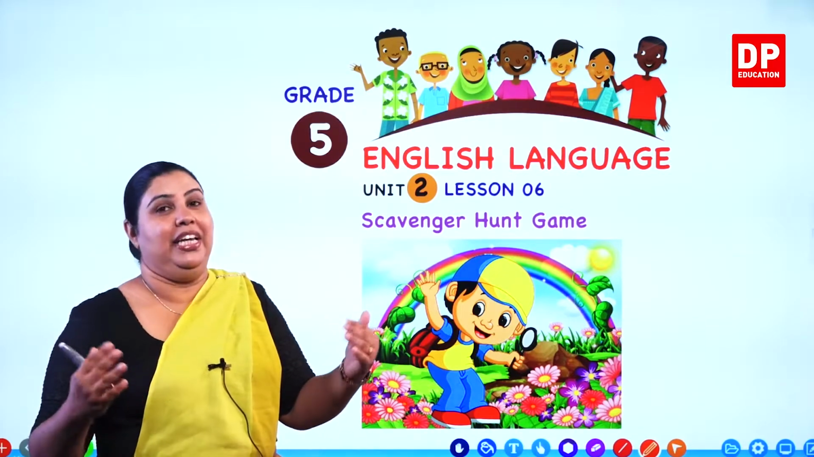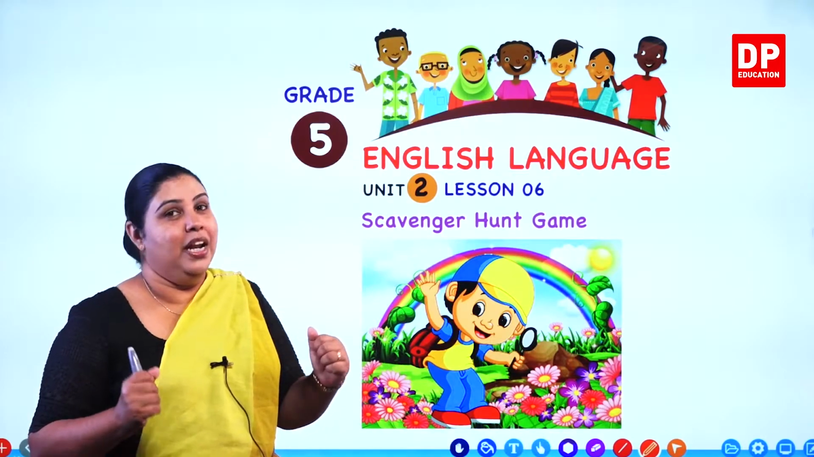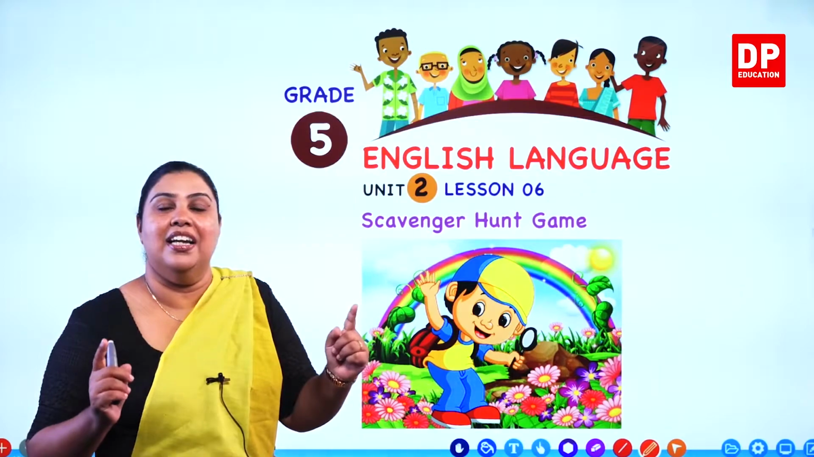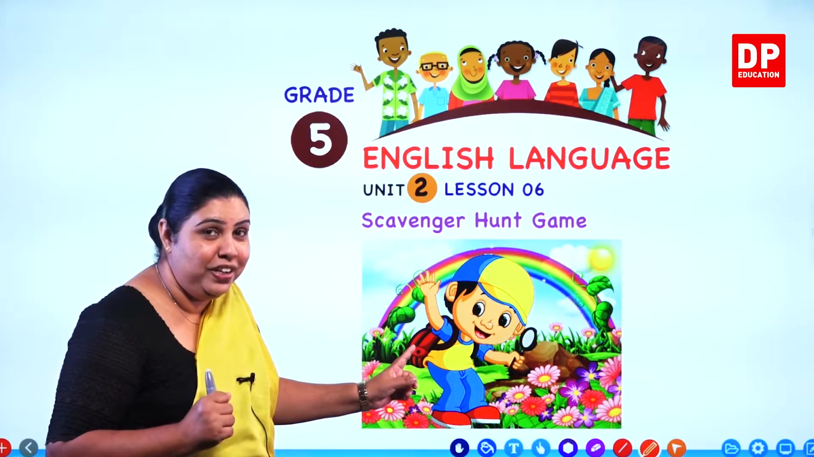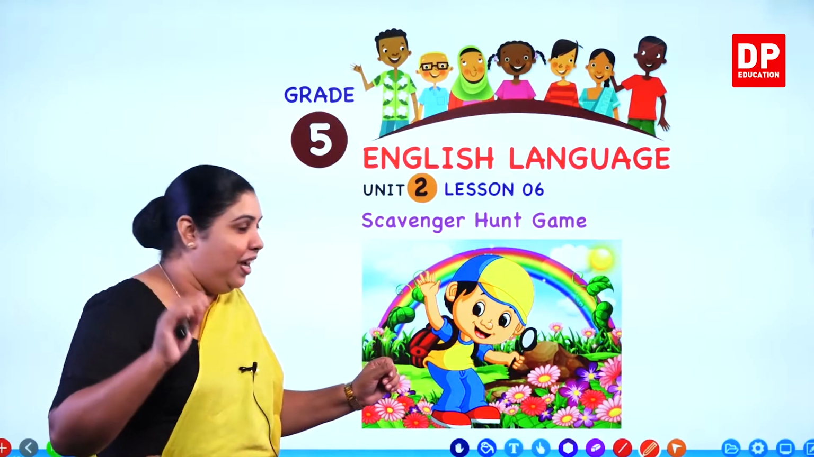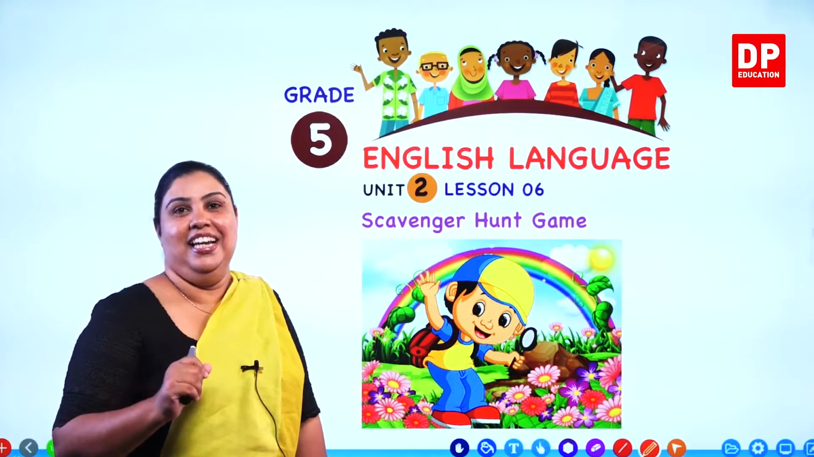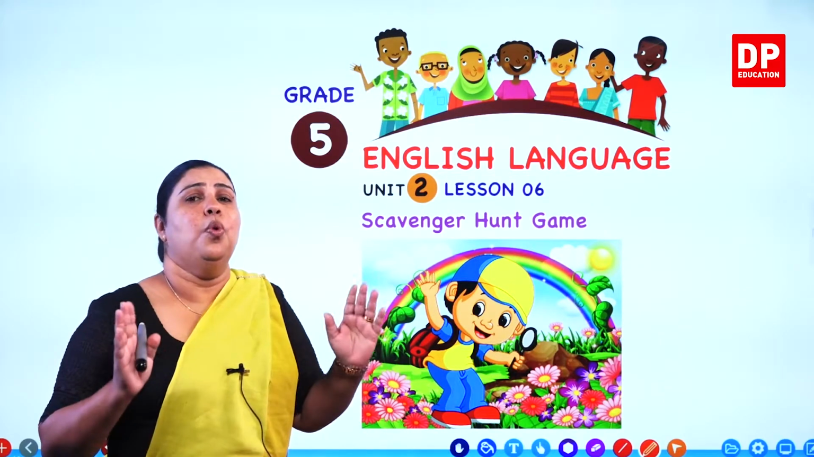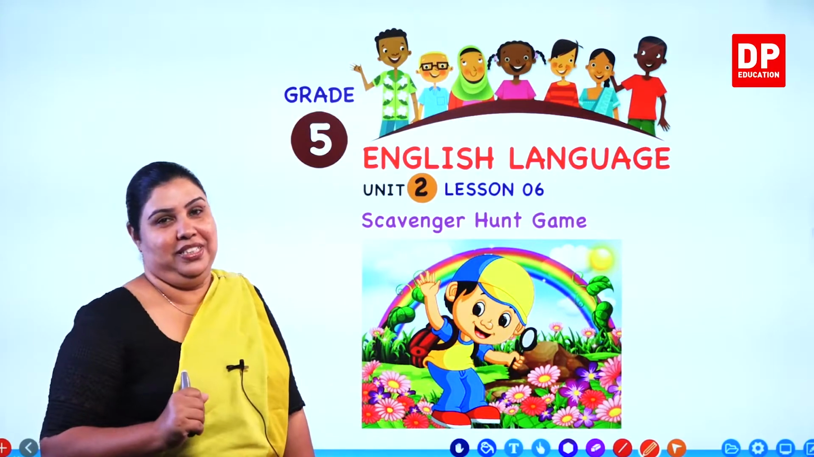Indoors means we can do a scavenger hunt game inside the house. Now let's see how we are going to do our scavenger hunt game. Look at the slide, see our little friend over here waving at you. Look at him, he is going on a scavenger hunt. Let's go with him, let's move forward and see what a scavenger hunt game is all about.